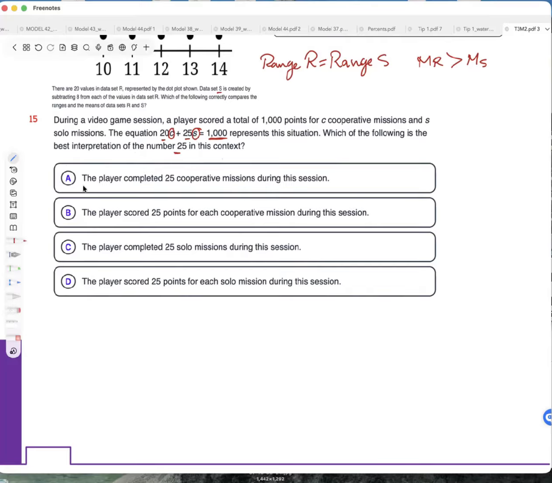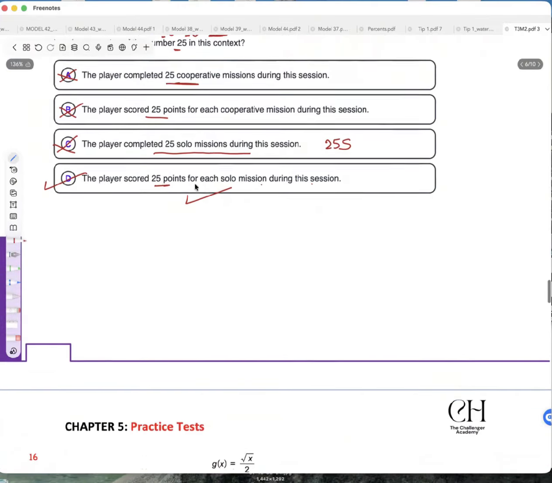So we will read all of them. The player completed 25 cooperative missions? No, we are talking about solo. The player scored 25 points for each cooperative mission? No, the cooperative is 20. The player completed 25 solo missions during this session? No, he completes 25S, not 25. So it's not C. Let's read D. The player scored 25 points for each solo mission during this session. Yes, which is correct. The answer is D. This is a very important question. It's repeated on most of the exams, so be careful when you are reading the equation. Read it carefully and try to answer it in a correct way.